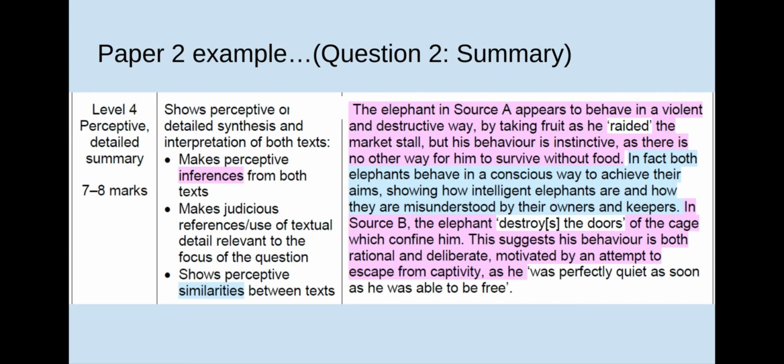In Source B, the elephant destroys the doors of the cage, which confine him. This suggests his behavior is both rational and deliberate, motivated by an attempt to escape from captivity, as he was perfectly quiet as soon as he was able to be free. The elephants aren't simply just destructive. They are destructive because that is the effect, which takes us back to what is the cause and who is the cause of this destructive effect.